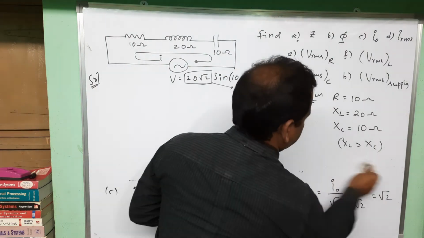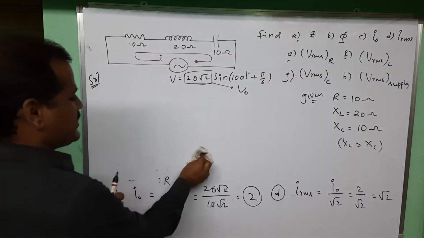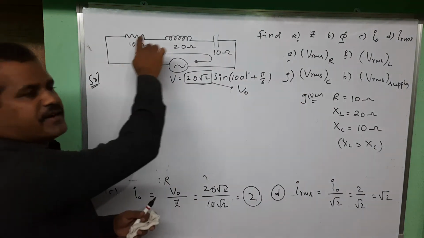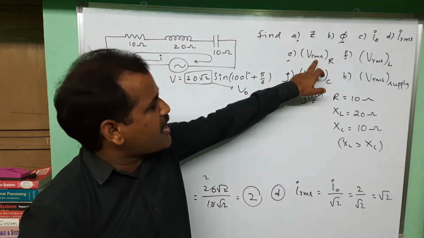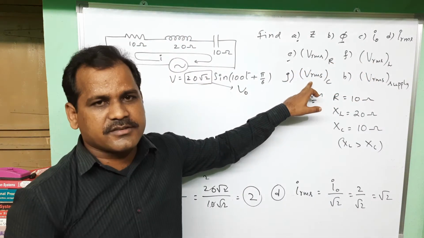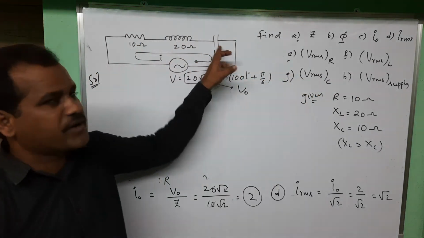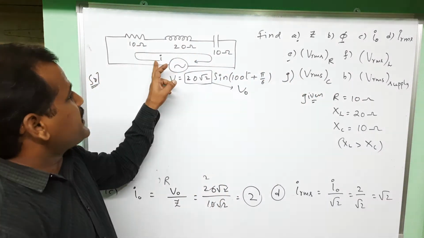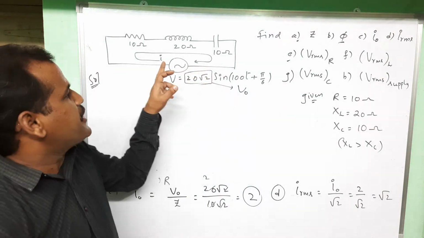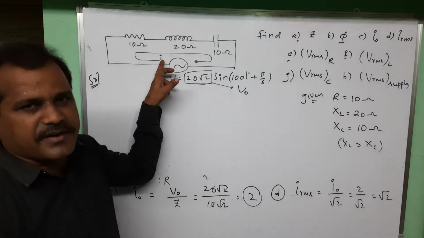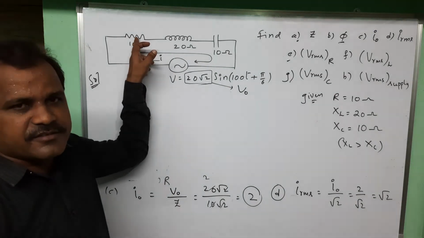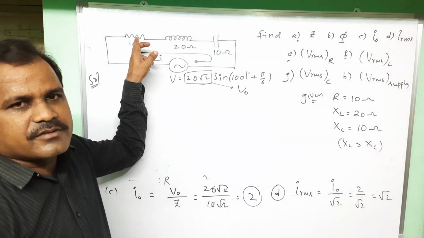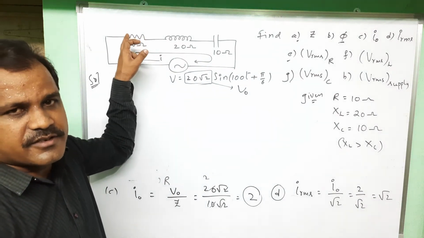Observe here, in this series RLC circuit, resistance is there, inductance is there, capacitance is there. Now we are going to calculate the RMS value of the voltages across these three components individually. So current I is flowing like this. If you consider the RMS value of this current and multiply it with this resistance, you will get the RMS value of the voltage across this resistance.